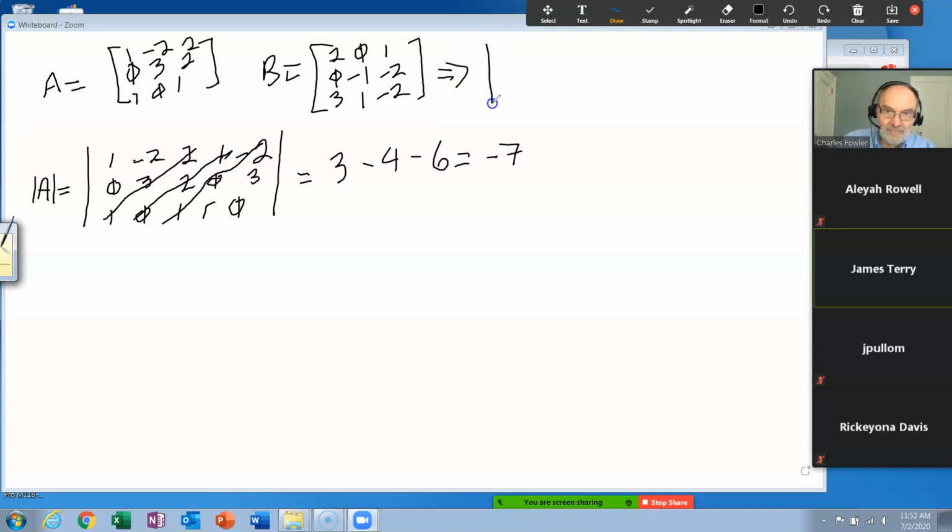Okay. So let's do the determinant of B. And that will be something like this. 2, 0, 1, 2, 0. 0, -1, -2, 0, -1. 3, 1, -2, 3, 1. Understand that's not really a determinant, but we're using that to do it.